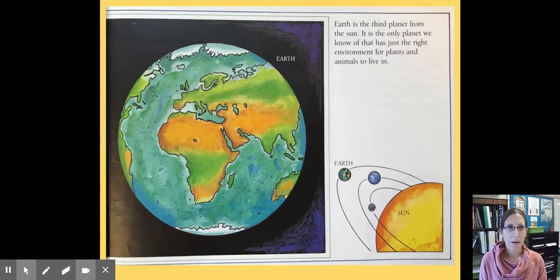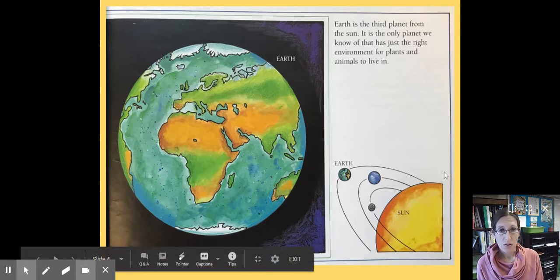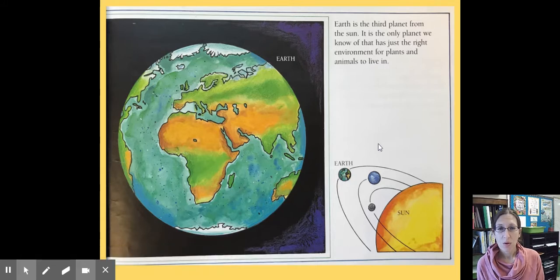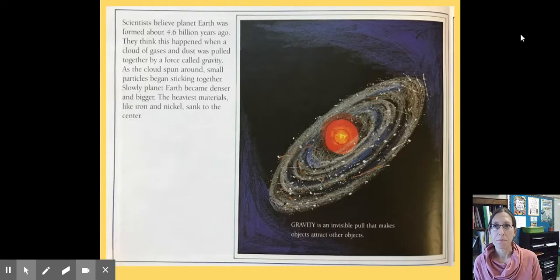All right, here is our Earth. Earth is the 3rd planet from the sun. It is the only planet we know of that has just the right environment for plants and animals to live in. It's pretty neat. So there's the sun, and there is the Earth. So 1, 2, 3. There's Mercury, Venus, Earth. So we are the 3rd planet from the sun.